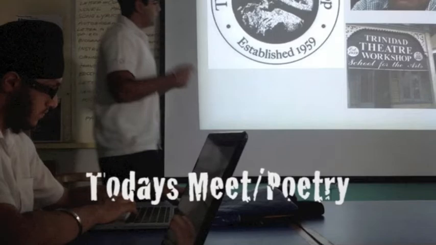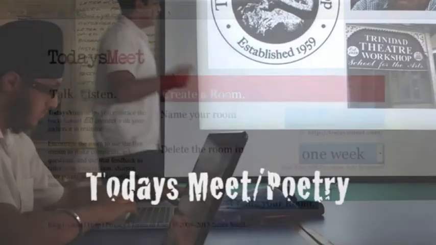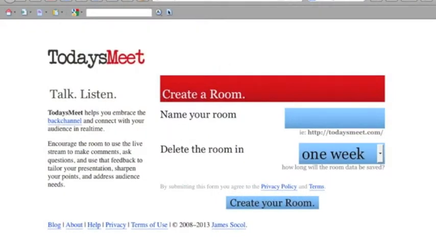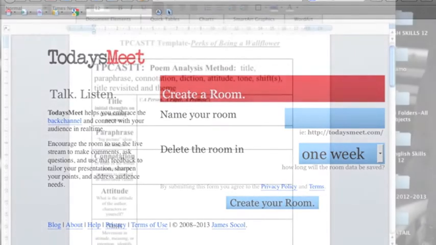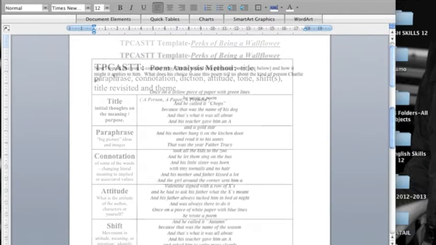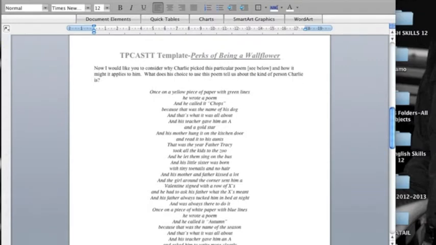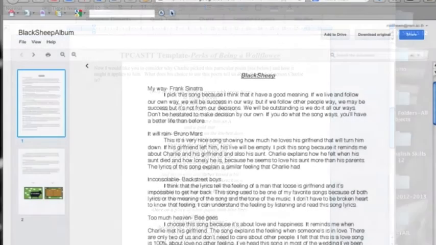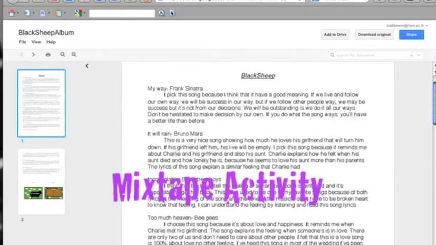We also did a unit on poetry, and students had to write their own poem. We also used TodaysMeet to discuss a TP-CASTT, which is basically a poetry analysis form. The poem we analyzed was "A Person, a Paper, a Promise," which is found in the book. That worked out quite well and the students enjoyed it, although there were problems with the internet, so it did not work as well as I would have liked, but it still worked okay.